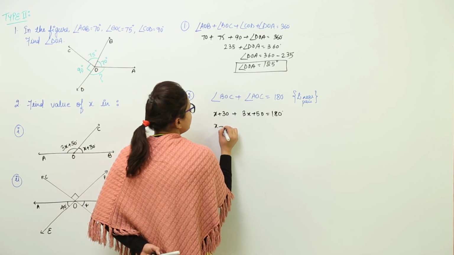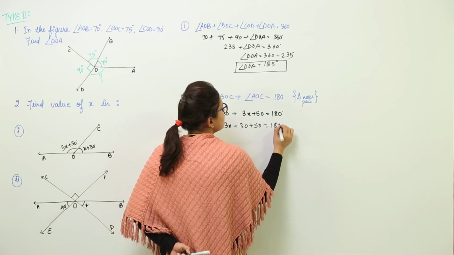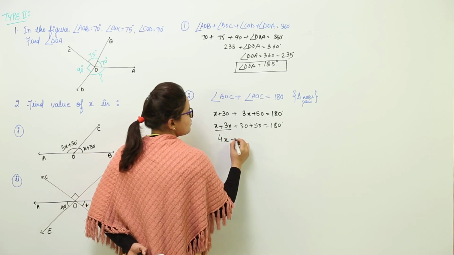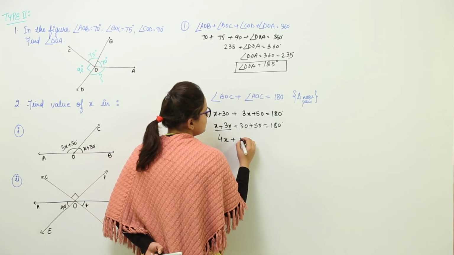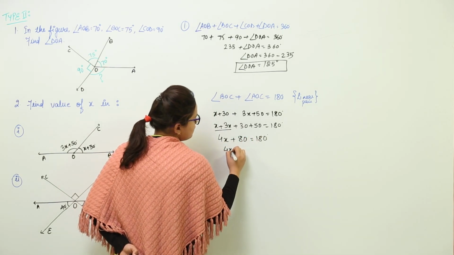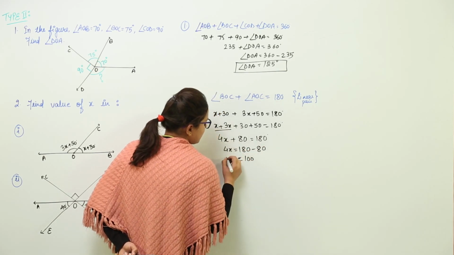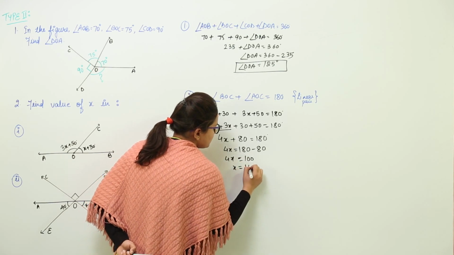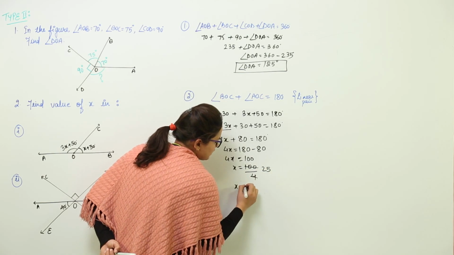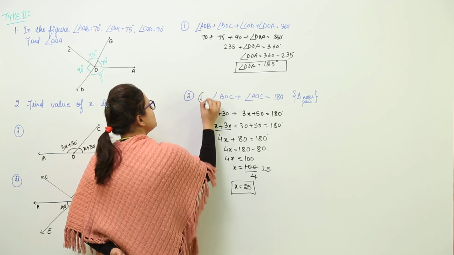Now sorting the like terms together, and we get this. So the next step will be solving the parts, that is x plus 3x give you 4x and 50 plus 30 gives you 80, and this adds up to give you 180. So you get 4x equal to 180 minus 80, that is 100, and x comes out to be 100 divided by 4, that is 25. So you get the value of x as 25 for this particular part.